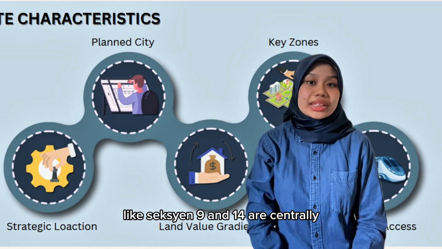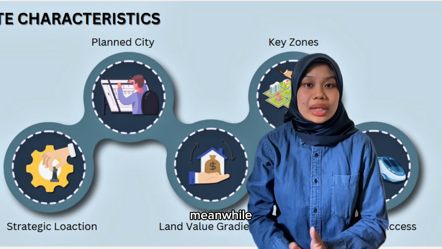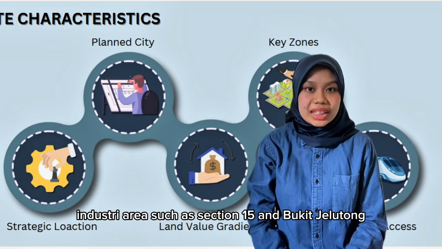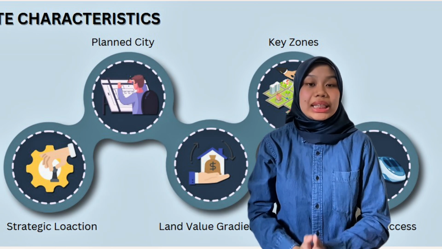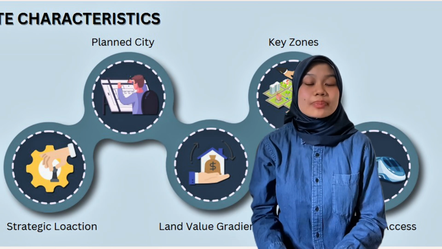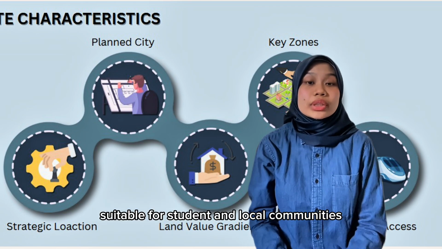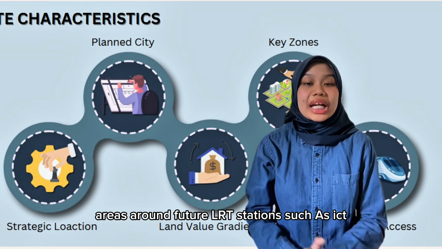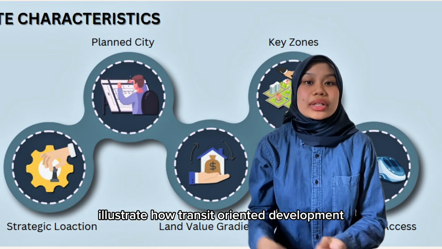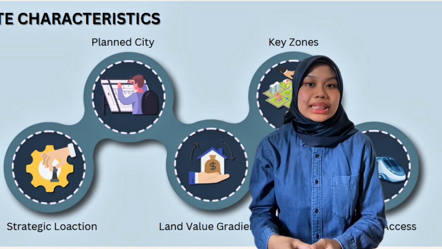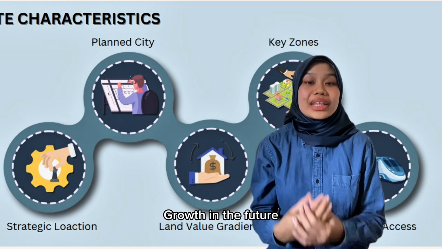Commercial zones like Section 9 and 14 are centrally located and have the highest land value. Meanwhile, industrial areas such as Section 50 and Bukit Jelutong are located farther out and offer moderate land costs. In the outer residential areas, places like Section 7 and Setia Alam offer more affordable housing suitable for student and local communities. Areas around future LRT3 stations such as ICT illustrate how transit-oriented development is expected to increase land value and encourage mixed-use urban growth in the future.